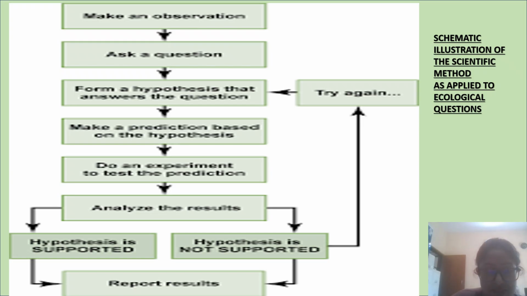There are 2 outcomes. Hypothesis is supported and hypothesis is not supported. And if the hypothesis is supported, the result is report results. And if the hypothesis is not supported, another step is try again: form a hypothesis that answers the question, make a prediction, do an experiment, analyze the results, and then again have two outcomes, hypothesis is supported and not supported. This is the schematic illustration of the scientific method as applied to ecological questions.